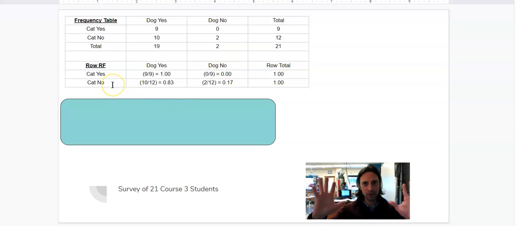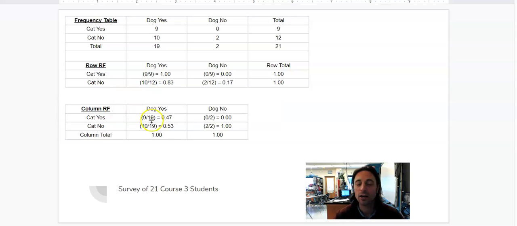Continuing on. All right, now I'm going to go for the non-cat owners. All right, you do not have a cat. How many non-cat owners have a dog? Well, it was really 10 out of 12, or 83%. How many non-cat owners also don't have a dog? 2 out of 12, or 17%. You'll notice that these numbers should add up to the row total, because this would be 9 divided by 9. This would be 12 divided by 12. So that's what row relative frequency is. You look at the questions on the row side of the frequency table.